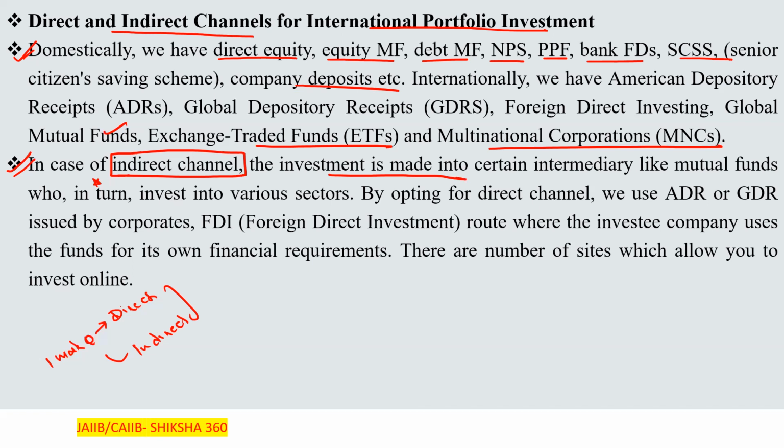In the case of the direct channel, we use ADRs or GDRs issued by the corporates, or the foreign direct investment route, where the investing company uses the funds for its own financial requirements. Kindly remember that in the case of the indirect channel, the investment is made into an intermediary like mutual funds. Clear?